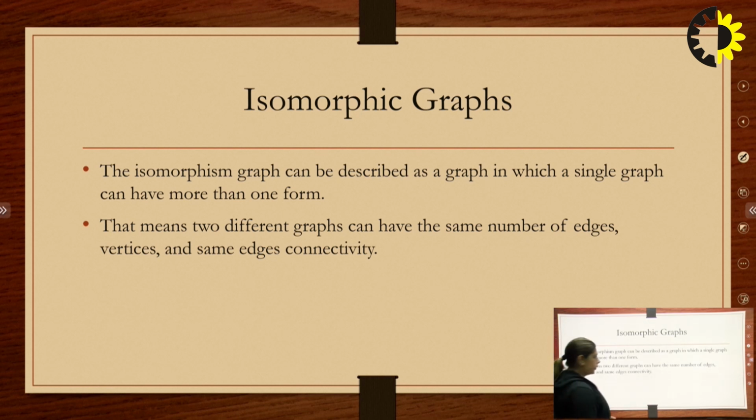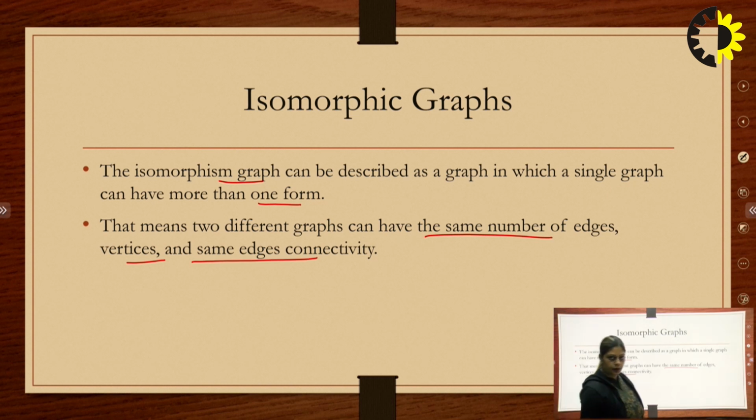What are isomorphic graphs? An isomorphic graph can be described as a graph in which a single graph can have more than one form. There are different ways to draw the same graph. If the number of edges and the connections are the same, that means the graphs are isomorphic graphs. That means two different graphs can have the same number of edges, vertices, and the same edge connectivity. Then they are isomorphic graphs.